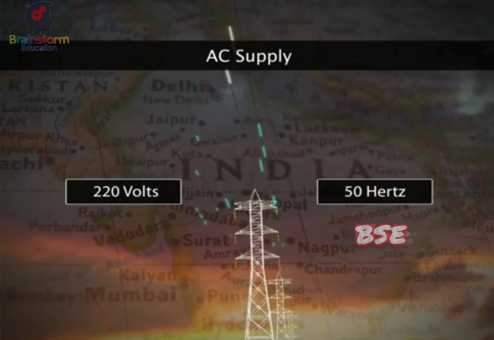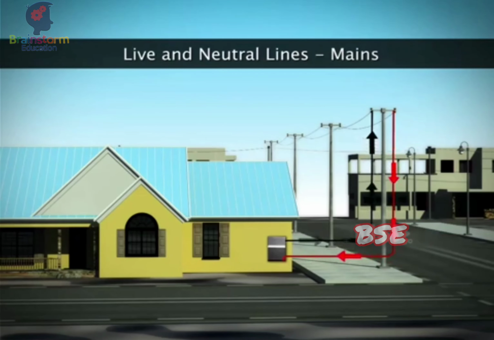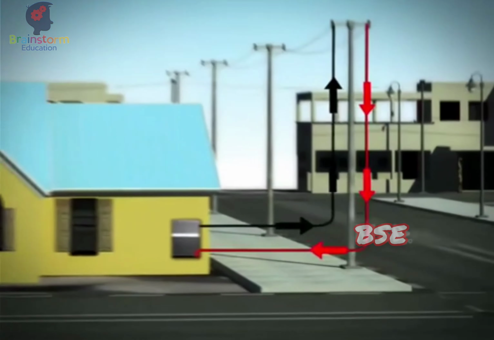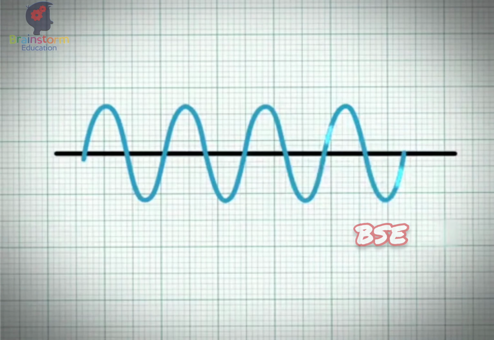Two wires are required to supply AC current. They are live and neutral, collectively called mains. Alternating current actually flows in the live wire. It becomes positive and then negative 50 times per second, or to put it another way, it changes its polarity 50 times per second, hence alternating.